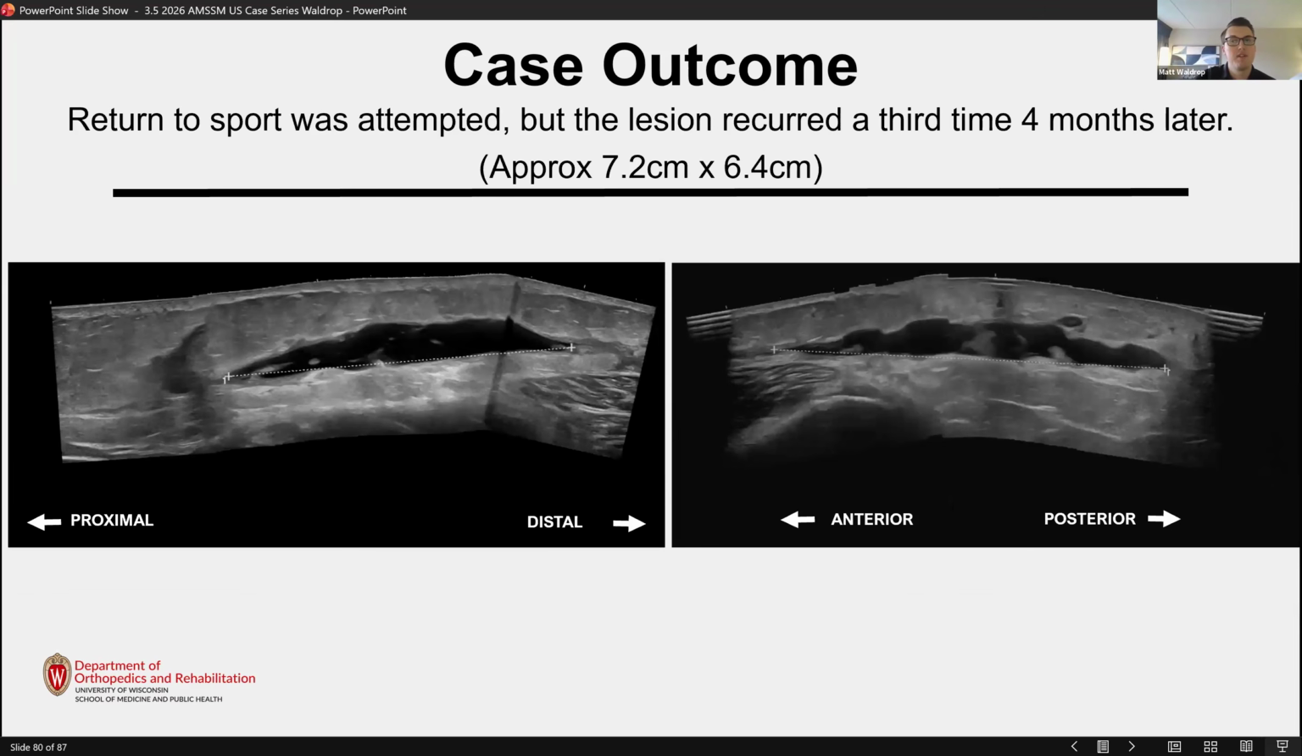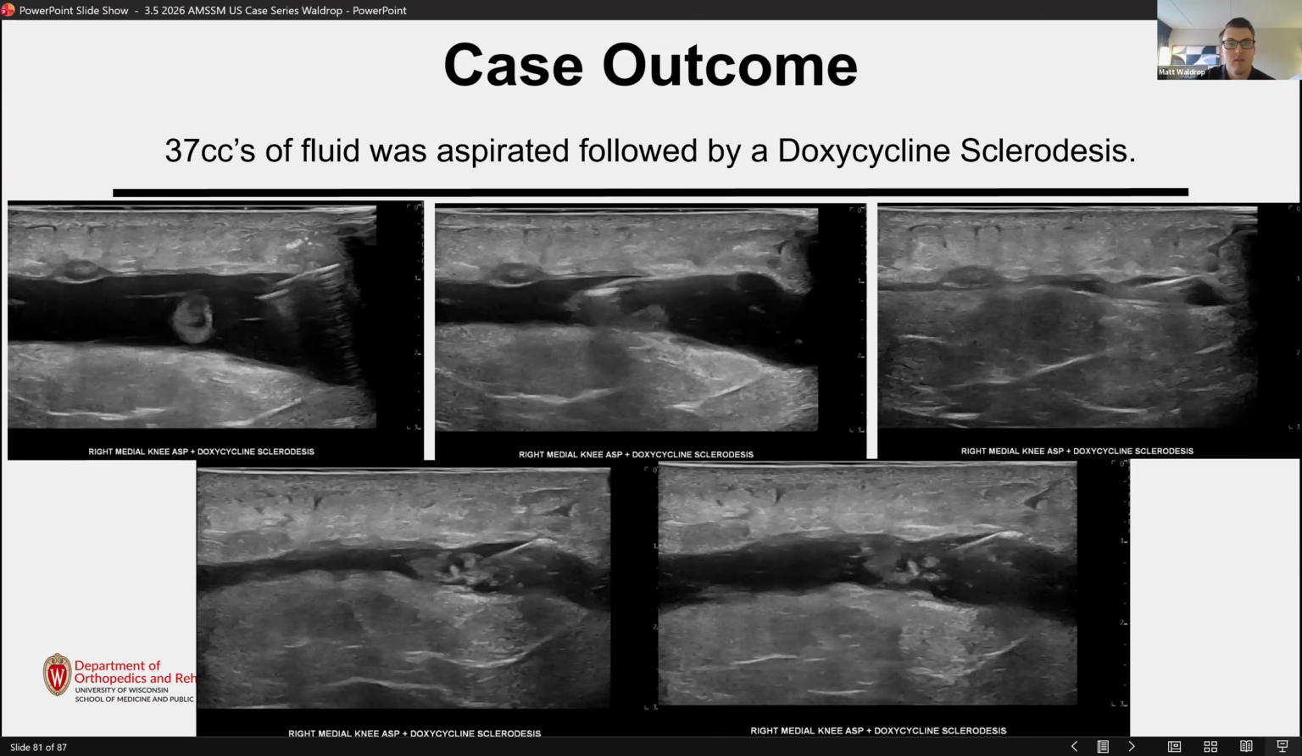So she attempted return to sport 4 months after that, and after her symptoms had improved and pretty much resolved, but the lesion unfortunately recurred a third time, this time measuring 7.2 centimeters anterior to posterior and approximately 6.4 proximal to distal. So this time, 37 cc's of fluid was aspirated from the lesion, and instead of a third injection of steroid, this time doxycycline sclerodesis was performed.